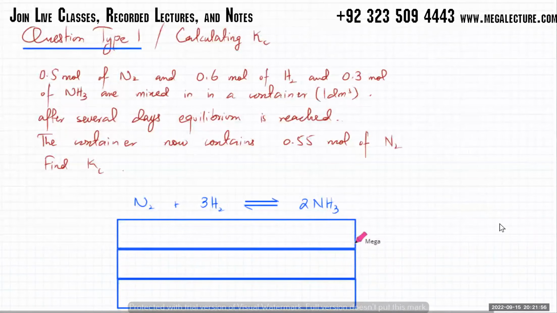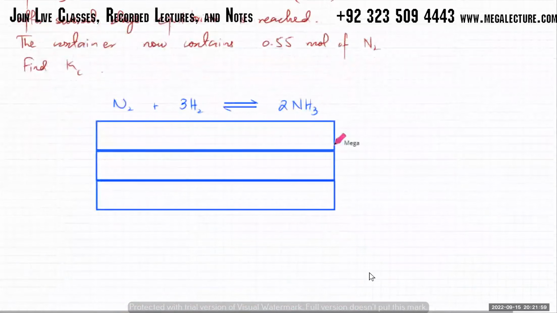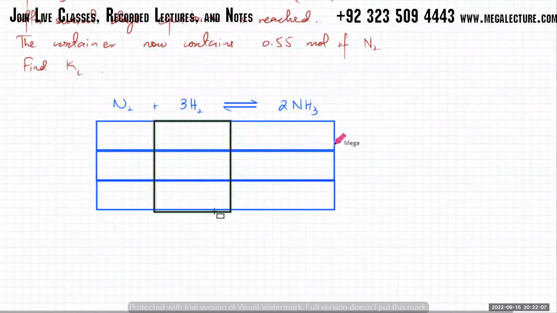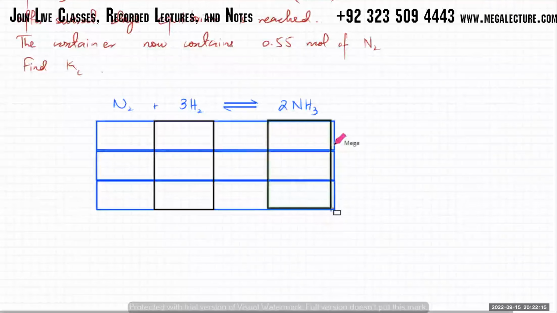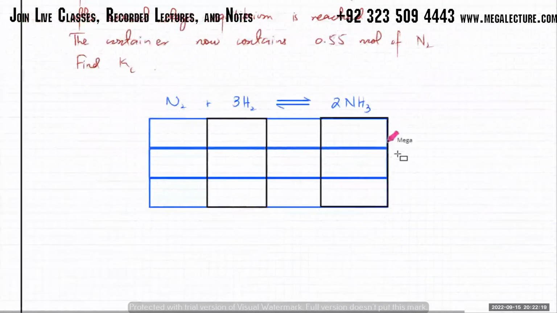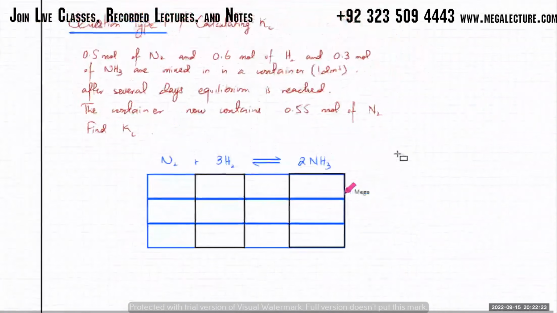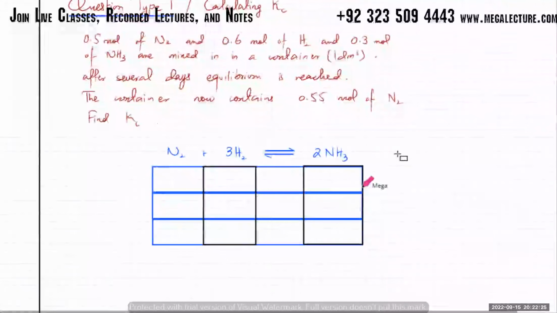So that's the third one. And I'll add a column over here. So I guess that's about it. And maybe another column over here. Okay, so we've got N2 and H2, and they are in equilibrium with NH3. So let's try and fill this up.